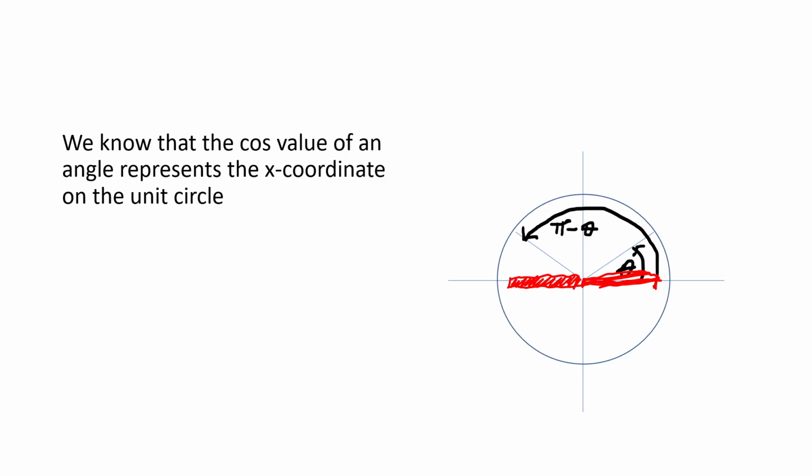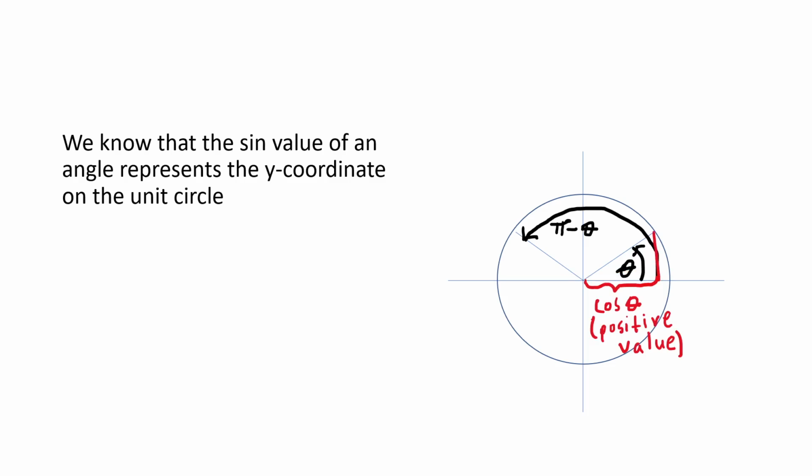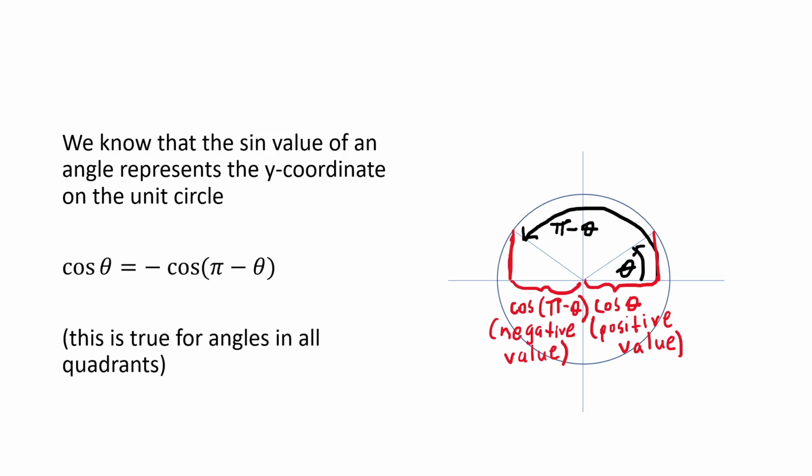So we've got a positive x-coordinate and a negative x-coordinate that are equal in magnitude. So we can say that the cosine of theta is equal to negative the cosine of pi minus theta, and that'll be true for angles in all quadrants as well.